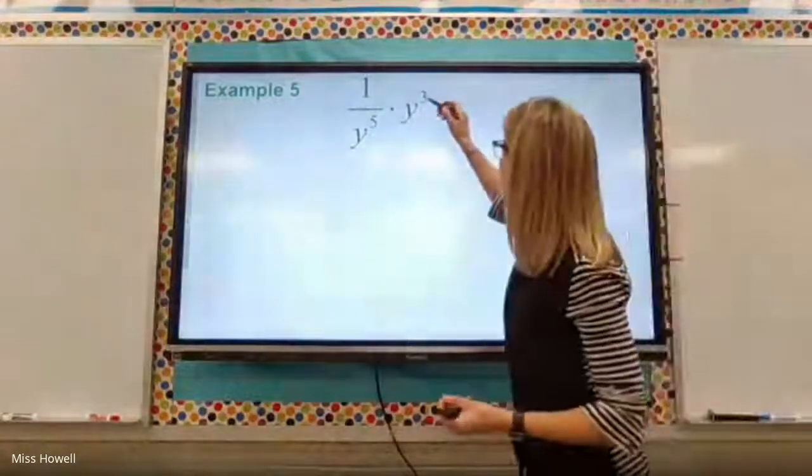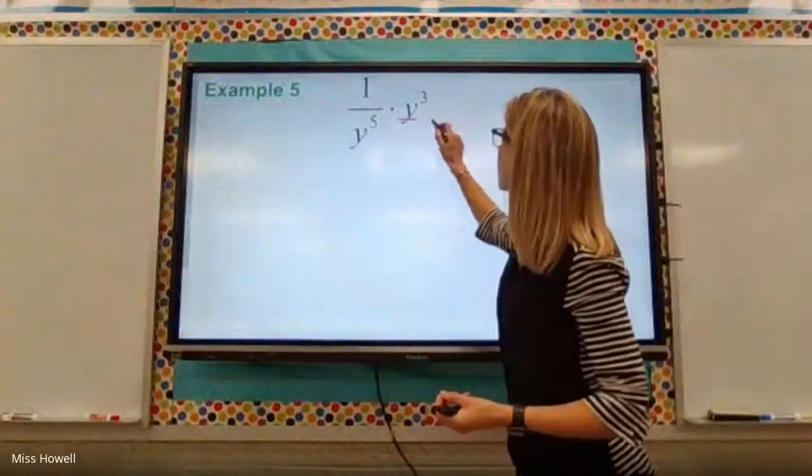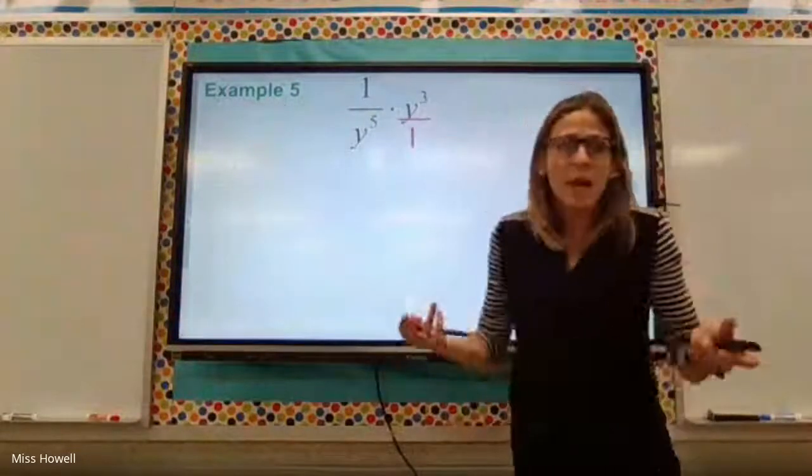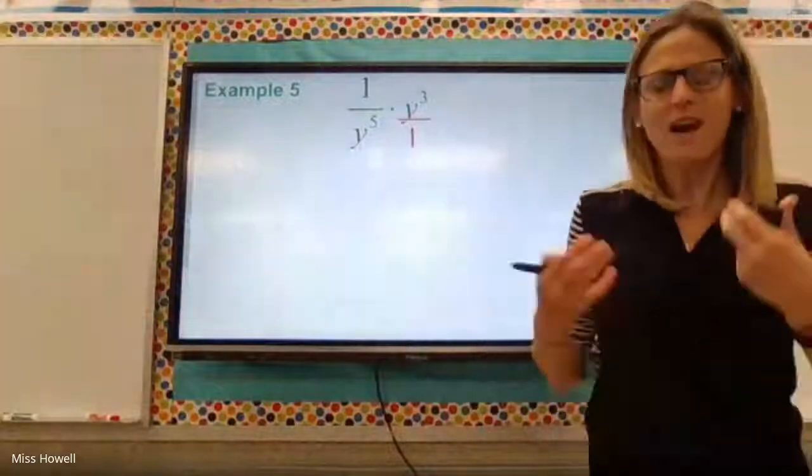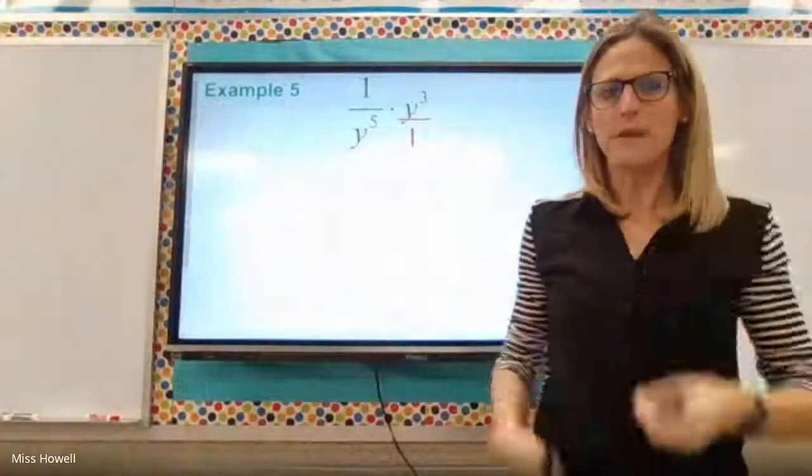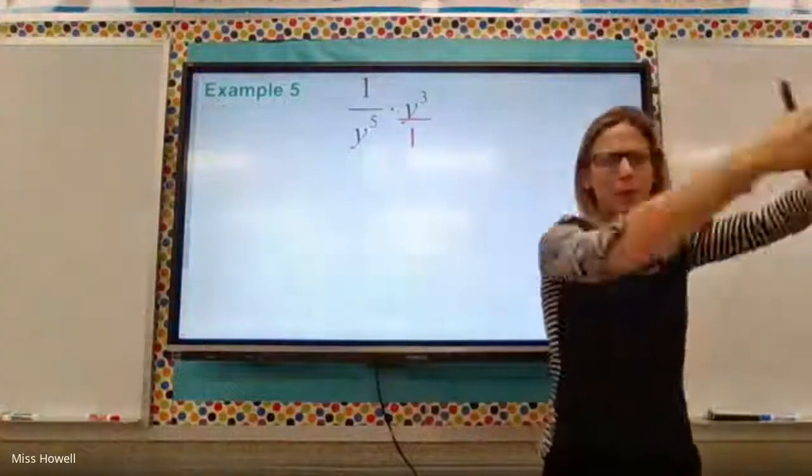So this y to the 3rd is really y to the 3rd over 1, right? That's the denominator when there isn't one. The unwritten number is a positive 1. So from here, I can take everything on the top and multiply it.